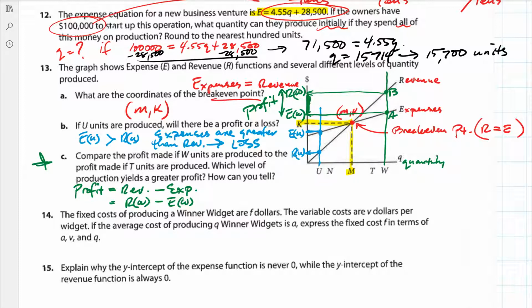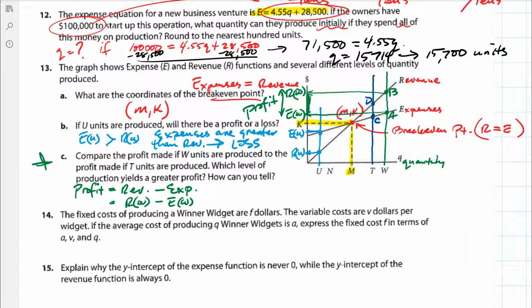Now let's take a look at a different case. It says compare that with T. So at T, you draw a vertical line and go straight up. Notice that it hits the expense function right here at C, and it hits the revenue function at D. I'm just using different letters so I can differentiate the two. Notice that the difference between B and A is greater than the distance from D and C.